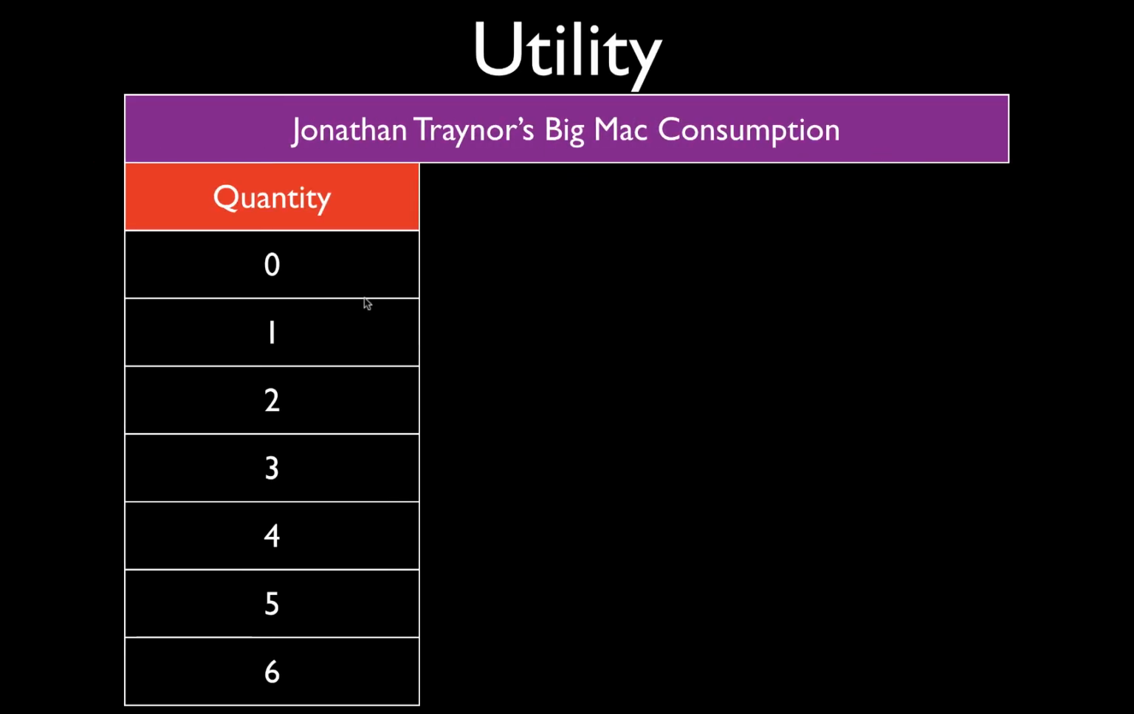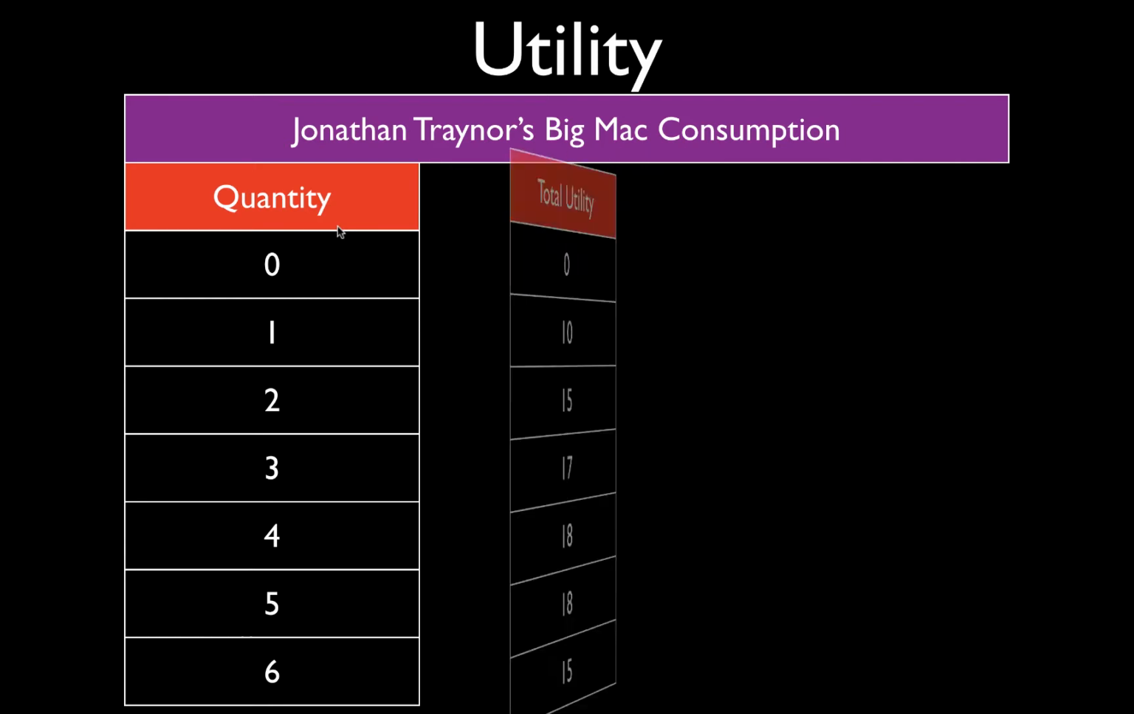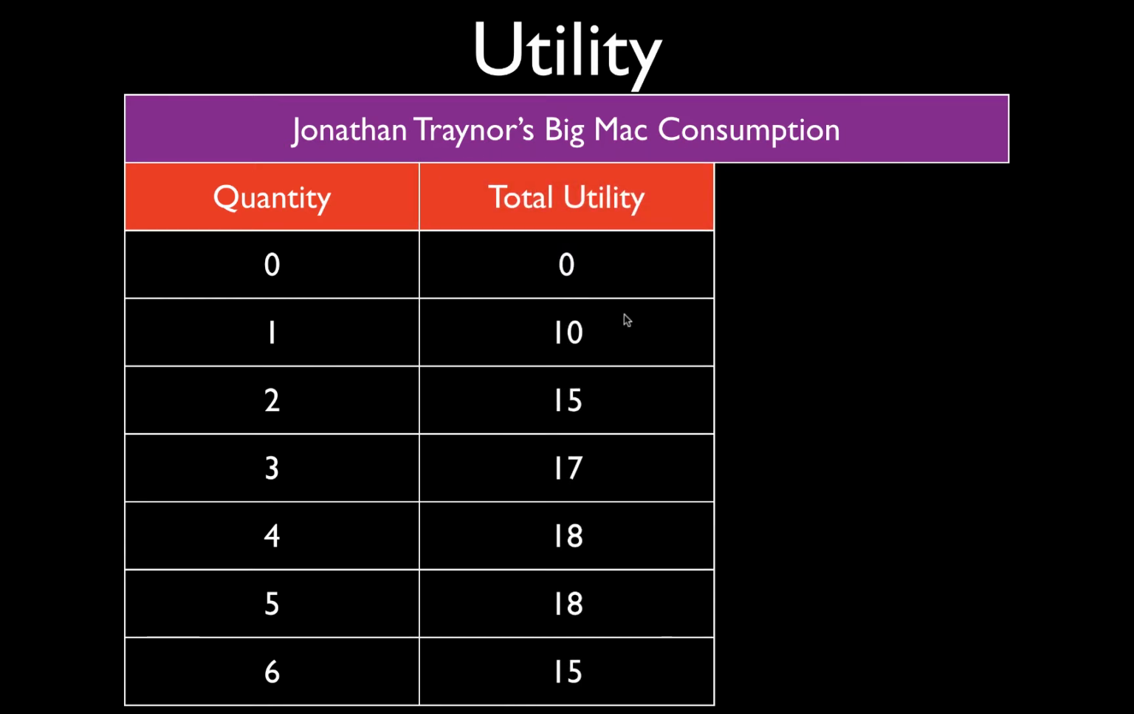Okay, Big Mac consumption. What I'm saying to you here is these are the quantities, and this is the total happiness that I get. What I'm trying to do is show you how marginal utility is calculated. Obviously, if I've consumed nothing, I have zero total utility. We're just talking about Big Macs, and I've consumed none, so I have no total utility.